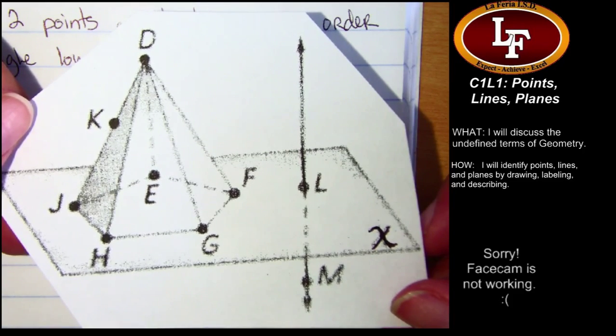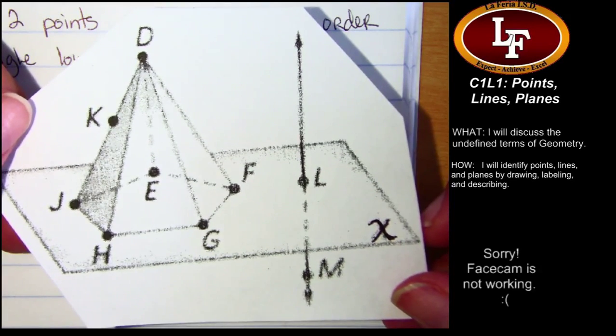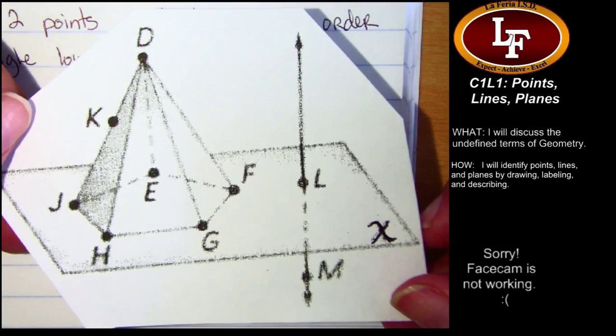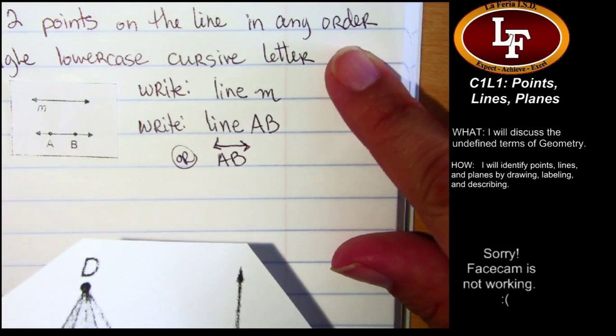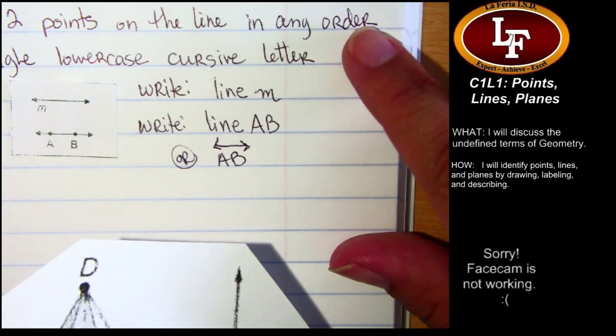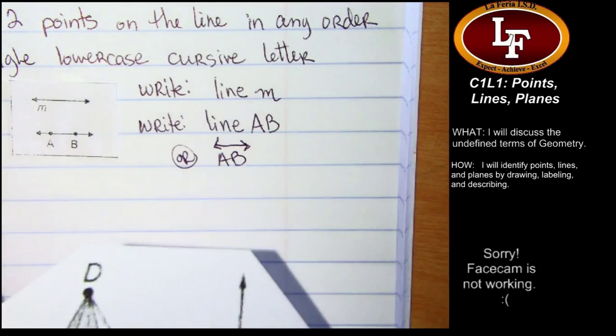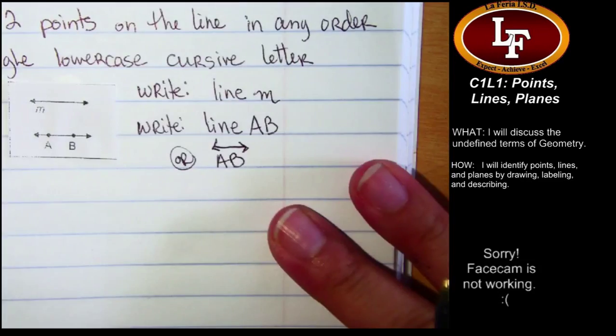Is it fair for me to say with this line FK, could I name it line KF? Yeah. Why? Doesn't matter. Same line. Look at your notes. Points in any order. So I can go FK or KF, and they're the same line. Good job. Set this off to the side.